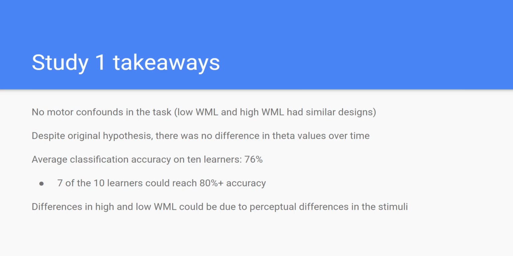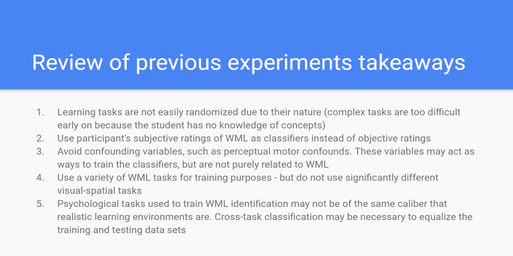And then they also noticed that the differences in high and low working memory load could be due to the perceptual differences in their stimuli. So they acknowledged that they were not able to remove the perceptual stimuli confound that they mentioned in previous tasks. Granted, they only had visual stimuli in their task, but that doesn't mean that there wasn't any perceptual confound. So instead of having both visual and audio, it was just visual, but the complexity was significantly different, so they think that might be a confound.